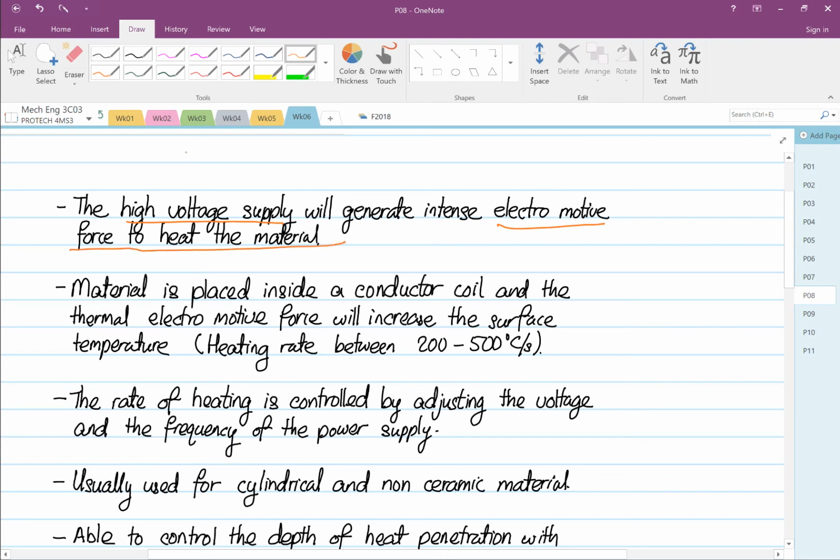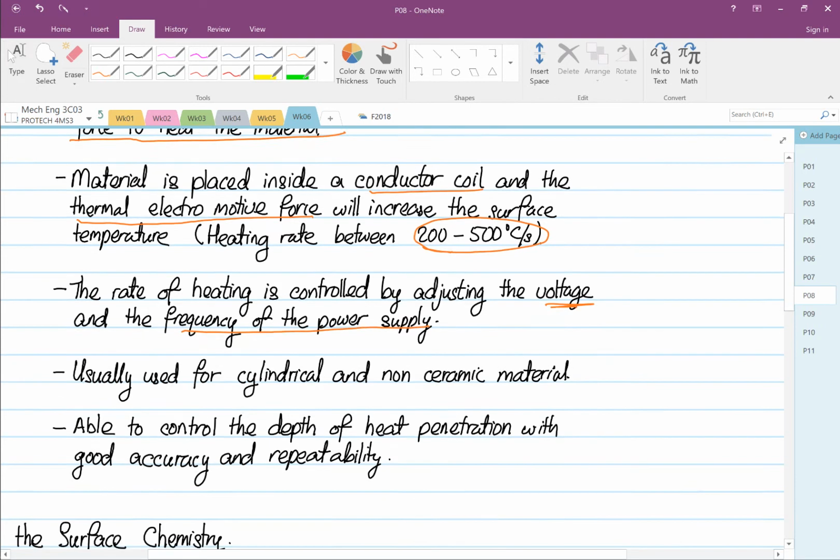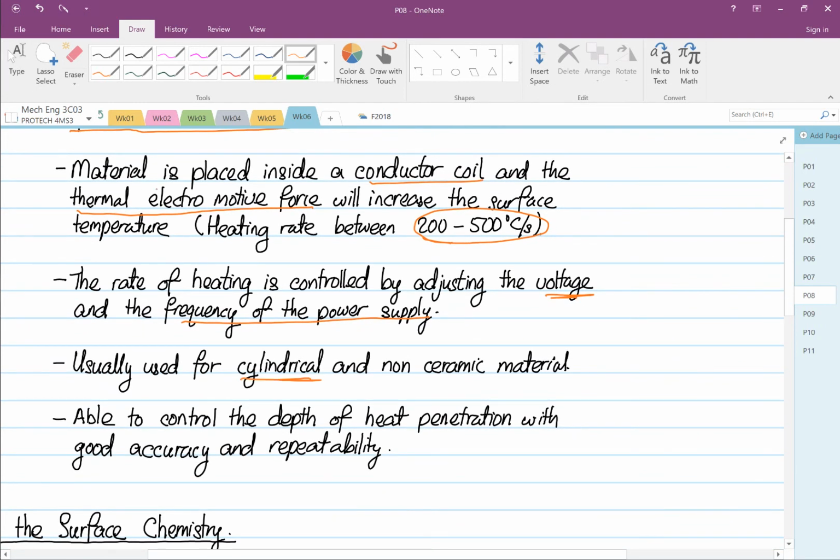The material is placed in a conductor coil, as you've seen before, and the thermal electromotive force will increase the surface temperature. The heating rate is pretty high, 200 to 500 degrees C per second. The rate of heating is controlled by adjusting the voltage and also the frequency of the power supply. It's usually used on cylindrical parts, and you cannot do it for non-conductive materials.